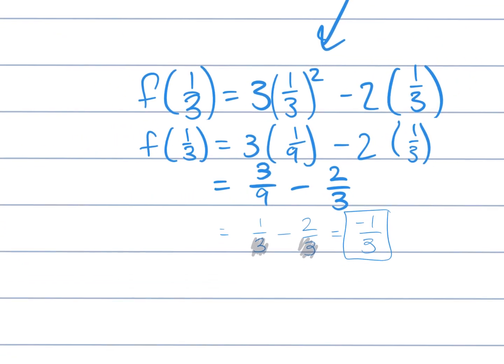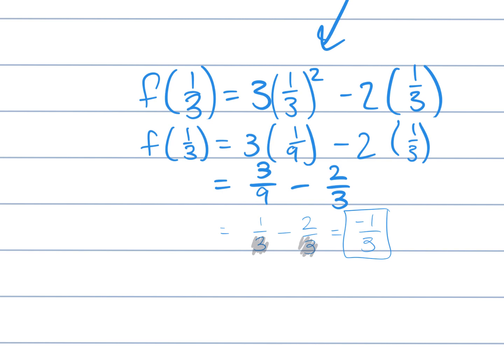All right, someone put it all together for me and tell me what my vertex is. Caden? Negative 1 over 3, comma, negative 1 over 3? No. It's a positive 1/3 and then a negative 1/3.